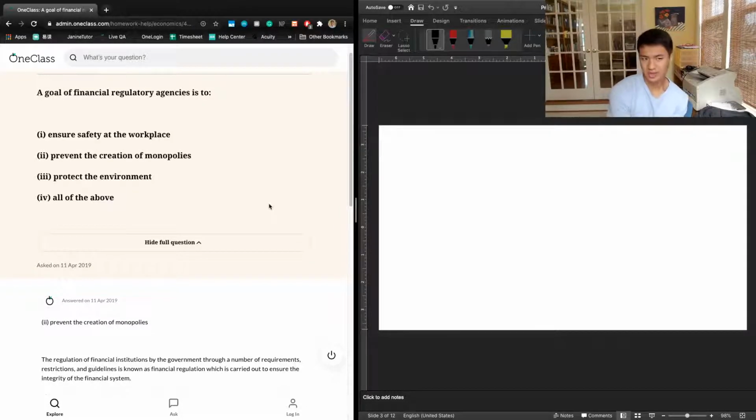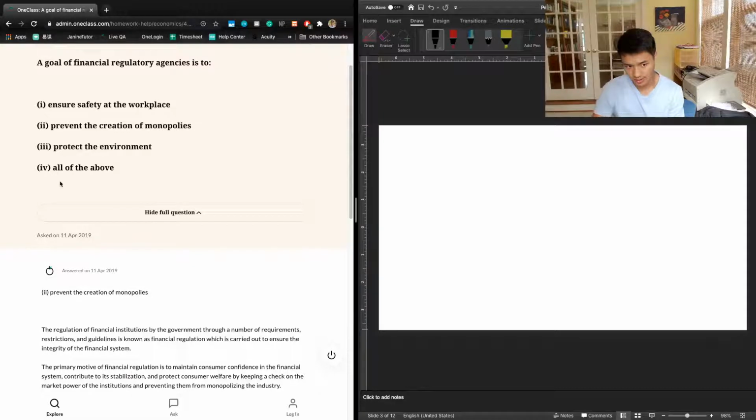Financial regulatory agencies are less so concerned about workplace safety or about environmental protection, maybe like the EPA, and more so concerned about monopolies. So right now, we can think of the current investigations by some financial regulatory agencies into the tech industry for whether certain tech companies are too big. That's what they're doing. These regulatory agencies are looking to prevent monopolies from existing. And so 2 is going to be the correct answer here.